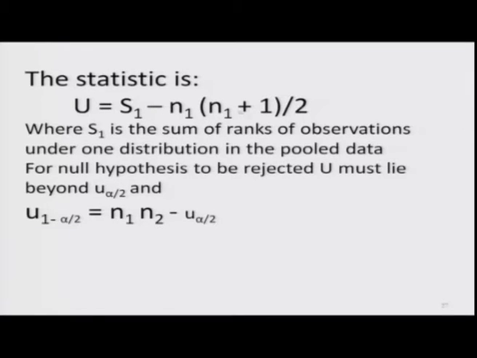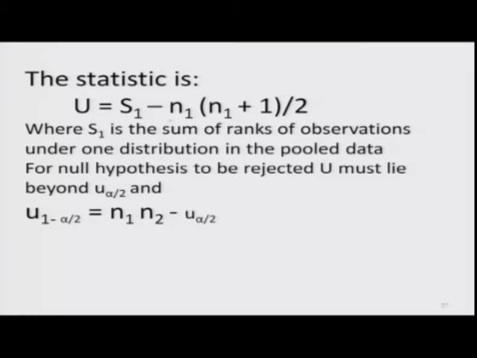This is an extreme case. This will happen when they are just separated, there is nothing common. And then, like the t test or z test, we also have to identify two values beyond which we will reject the null hypothesis. What is the null hypothesis? That the two groups are the same.